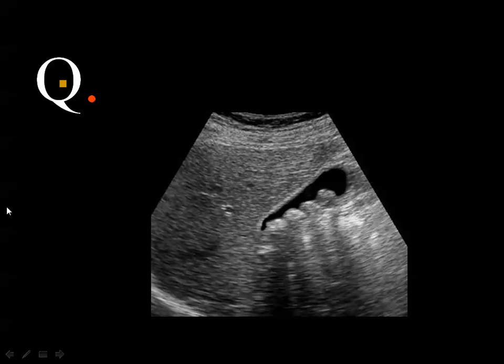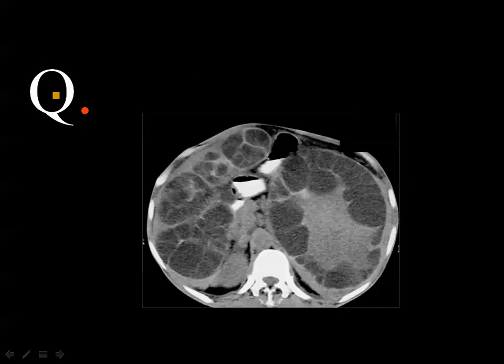Calcular cholecystitis, abdominal ultrasound showing the gallbladder with multiple stones inside the gallbladder with characteristic posterior acoustic shadowing, diagnostic of gallbladder stones.